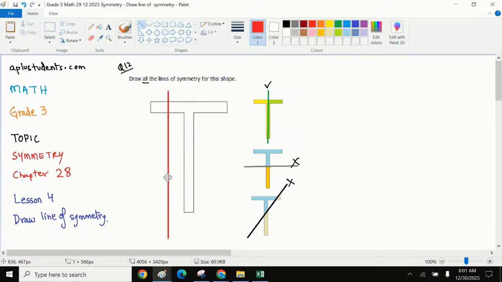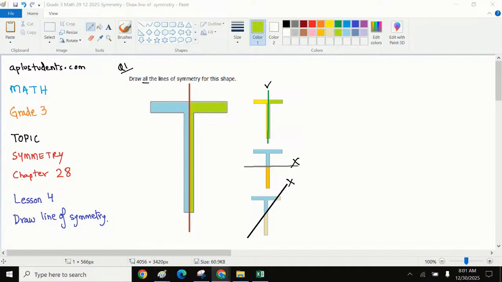But if I move this line over here onto the left side, it's still not the line of symmetry because the shape on the left side of the line is not the same as on the right side. But if I put it in the middle over here, we can say that the shape on either side of the line of symmetry is exactly the same, right? So this is the line of symmetry for us, okay? Let's go to the next question.